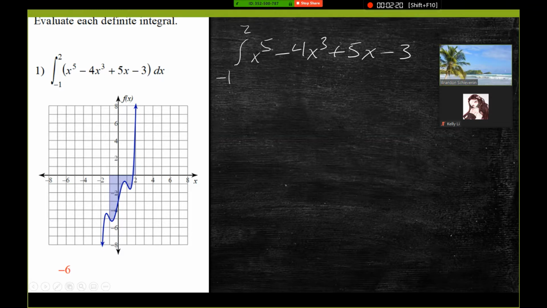Okay, let's see who I've got. I've got Eileen, Jenna, and Tommy, and Sarah. Okay, so let's go Jenna. What's going to happen if I integrate this first?